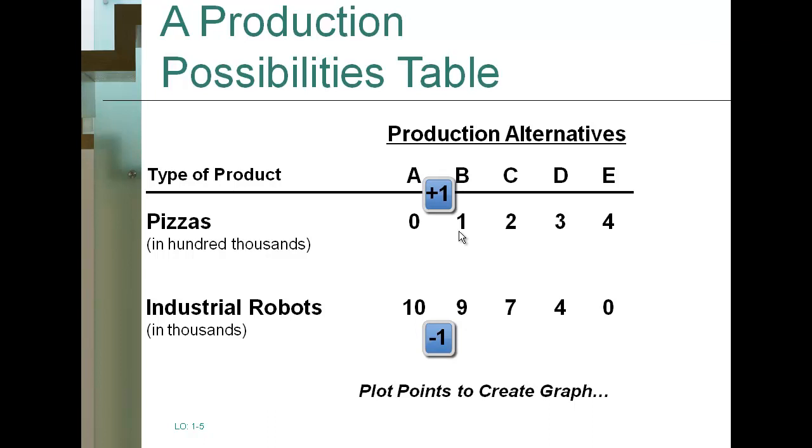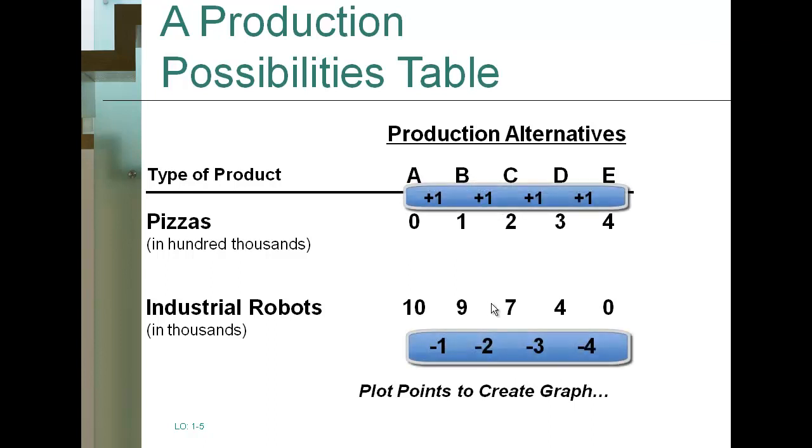and 9 robots as opposed to 10. In our next stage, C, we're making one more pizza, so we have 2 total, and a few less robots from the beginning, so we're at 7. And notice how we continue to increase our pizzas as we go from A to E, and we continue to decrease our robots as we go from 10 to 0. So the PPC, again, 2 goods, fixed resources, fixed technology.